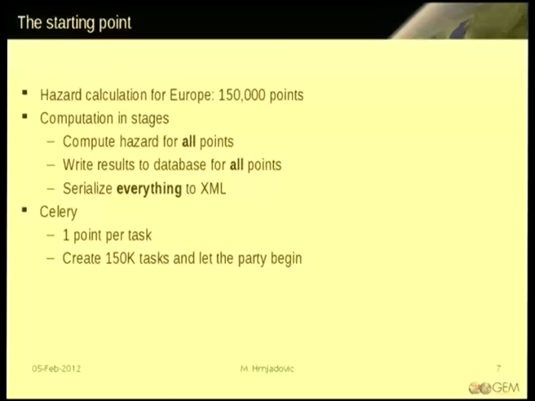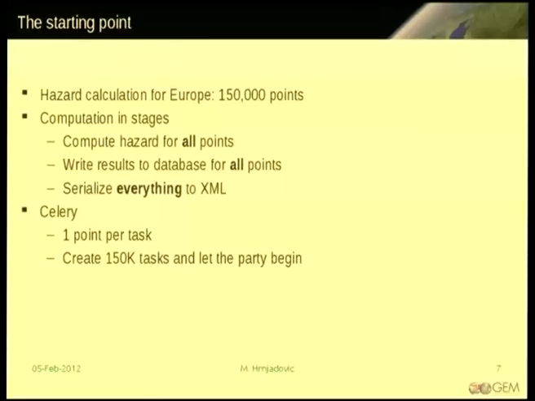Europe was broken down into 150,000 points, and seismic hazard needed to be computed for all of these points. The way the algorithm worked before we started scaling it up and figuring out why things are stuck and crashing and not performing properly is we used to compute everything in stages. So there are these 150,000 points. We first computed the seismic hazard for all of them, and only when we had the computations done for all of them did we proceed to the next stage and serialize them, i.e. wrote them to a database and/or did an export to XML files.